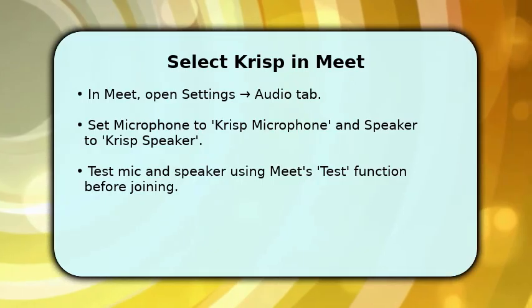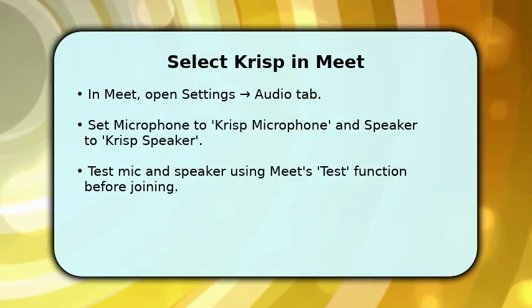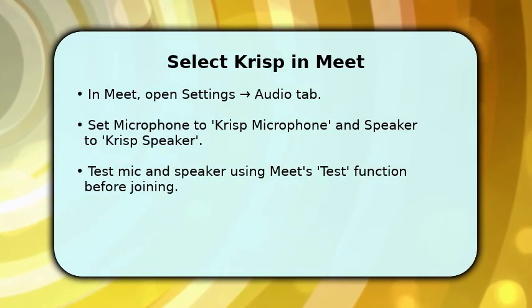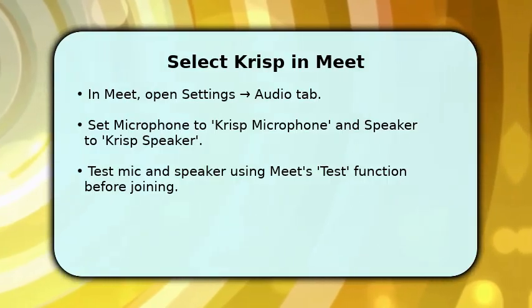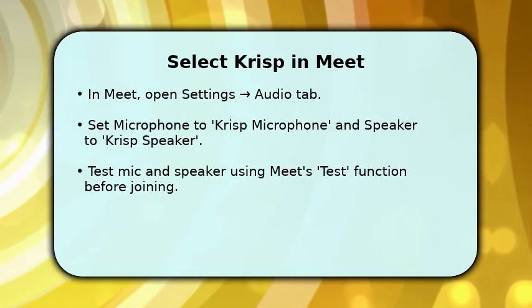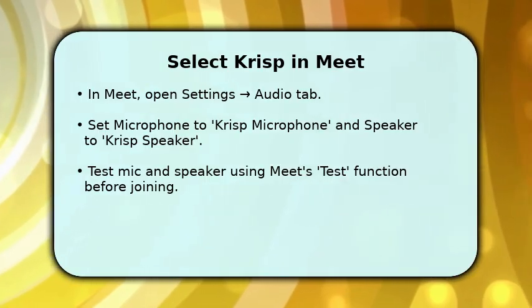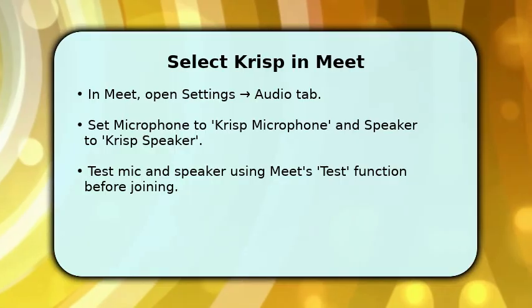You must switch audio devices inside Meet to route sound through Krisp. Click the three dots, choose Settings, then Audio. Select Krisp microphone for input and Krisp speaker for output. This routes both capture and playback through Krisp's processing.